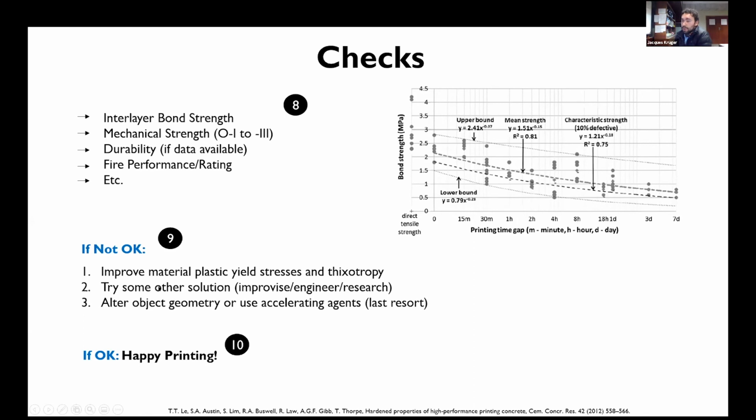The third step is not what you really want to do, but if you have no choice, then you should obviously do it. So alter the object geometry, we don't want to do that. Or use accelerating agents. Again, if you add too much, you can really bring that all the way down, and for load-bearing structures, that will have a lot of consequences. So that's really the last resort, to add chemical accelerators. So if it's okay, then happy printing.